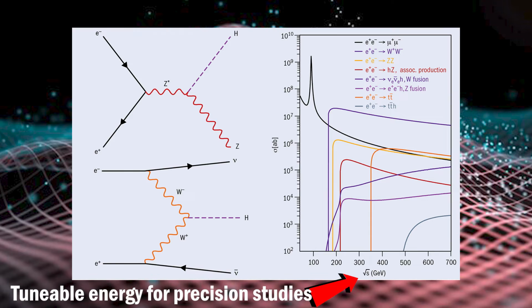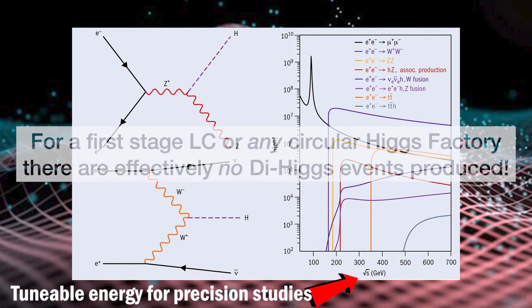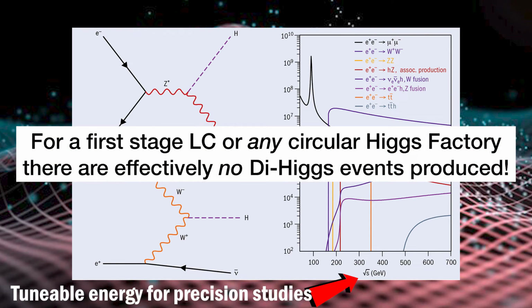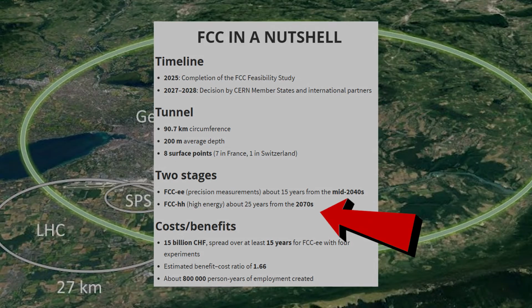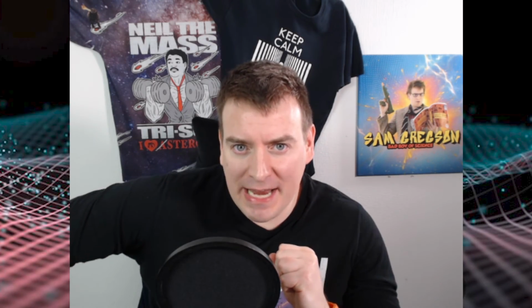However, it would produce essentially 0 di-Higgs events. Its energy would simply be too low. As such, it would tell us very little about the Higgs self-couplings. However, the second phase of the FCC project would be the so-called FCC-HH machine, and this is where things get interesting.